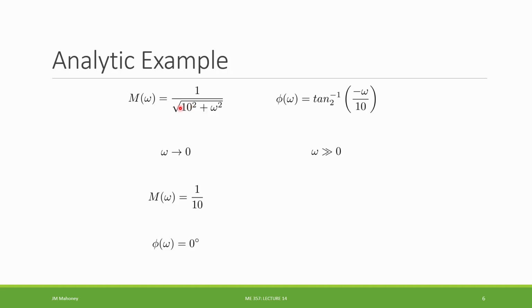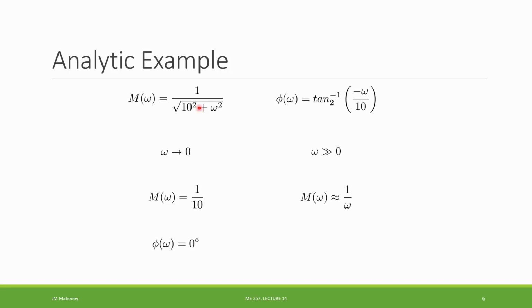So this is going to go for very large values of omega. It's going to go to 1 over the square root of omega squared, which is just going to be 1 over omega. Right? So for large values, for large input frequencies, that magnitude is going to approach 1 over omega. So as omega gets larger, that magnitude is going to get smaller and smaller.